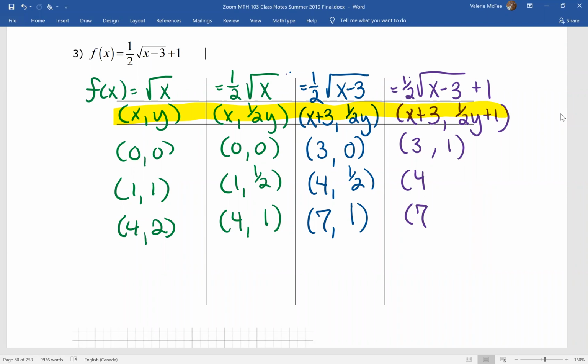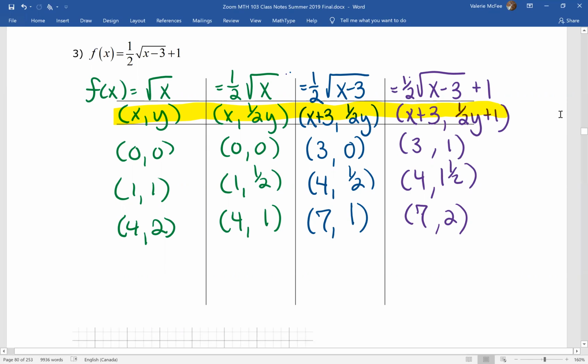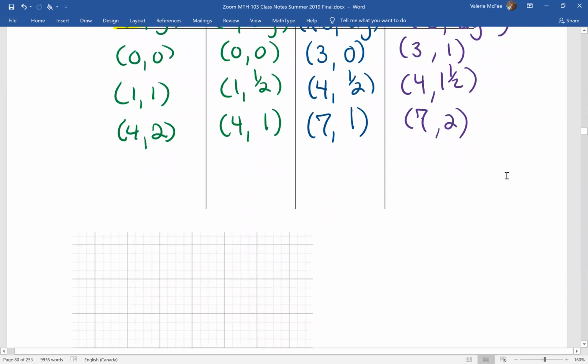So we're keeping our 1/2 y plus 1. And remember again, you can check your ordered pairs. If I'm not sure about them, I can let x equal 7, substitute it in here. 7 minus 3 is 4. The square root of 4 is 2. 1/2 of 2 is 1. Plus 1 is 2. So we have our new ordered pairs.